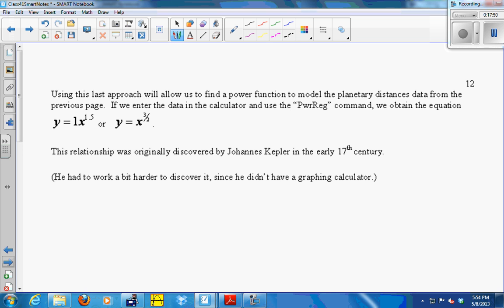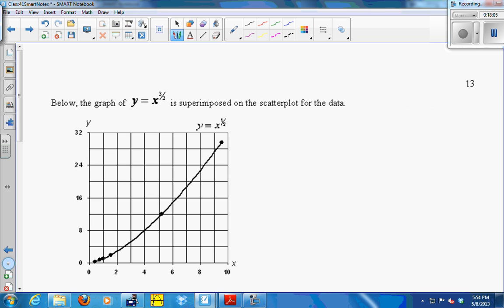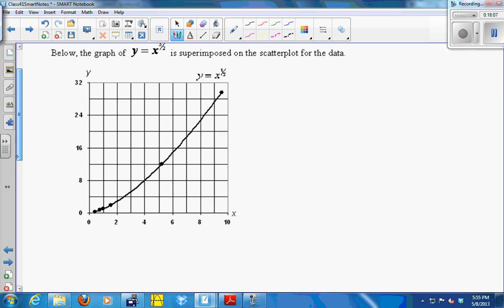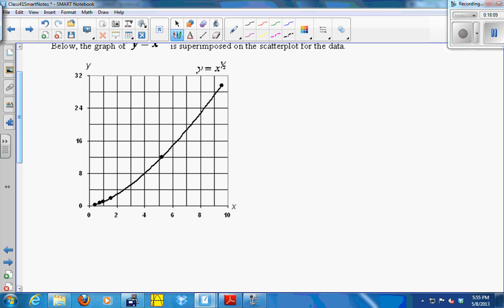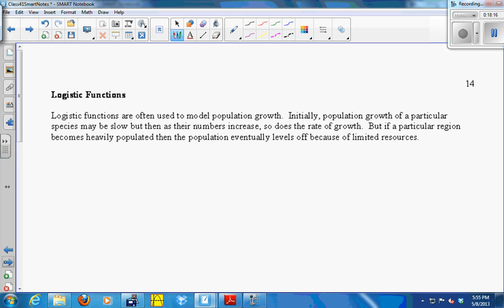Enter the data in your calculator, use the power reg command, and you get y equals x to the 3 halves as your formula, and it has a nearly perfect r squared value. Here it is superimposed on the scatter plot. Goes through every data point. So power functions just gives you another option when you're fitting curves to data.